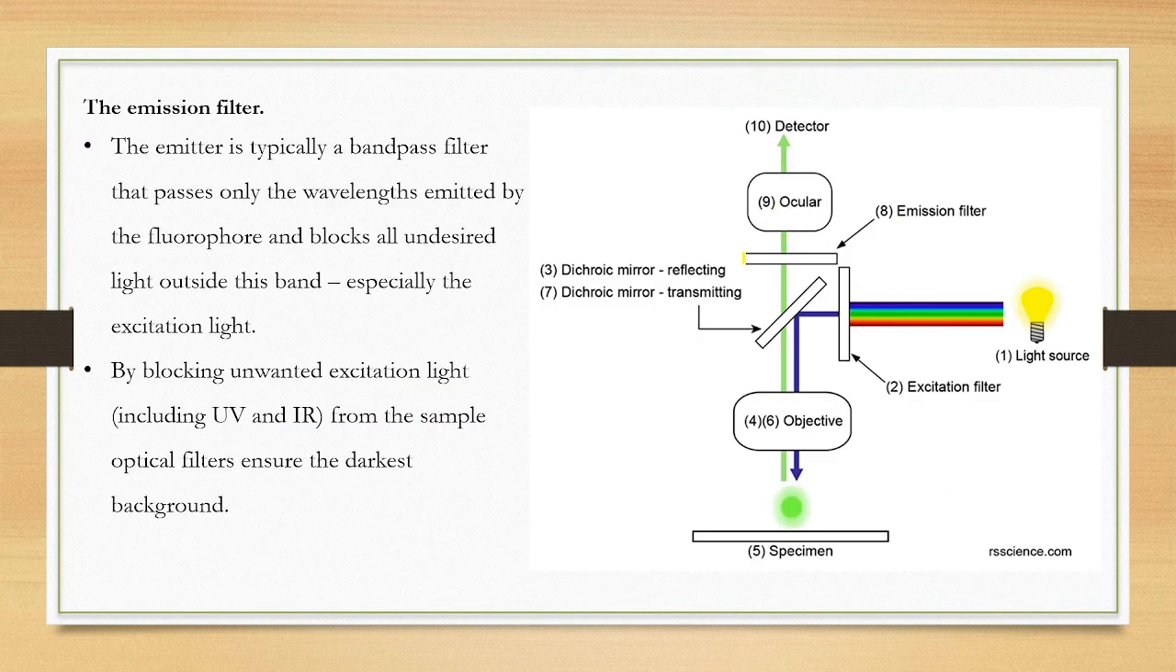Next one is the emission filter. This is the emission filter, which is typically a band pass filter that passes only a wavelength that is emitted by the fluorophore.